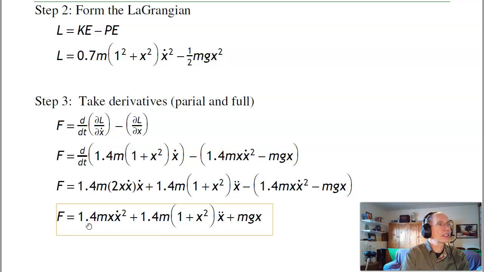So that's lecture number 6 for ECE 463, Modern Control, Lagrangian Dynamics.